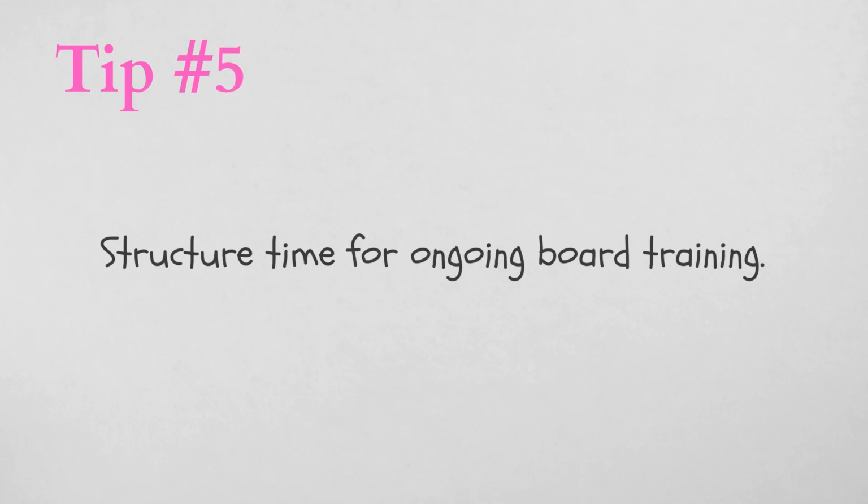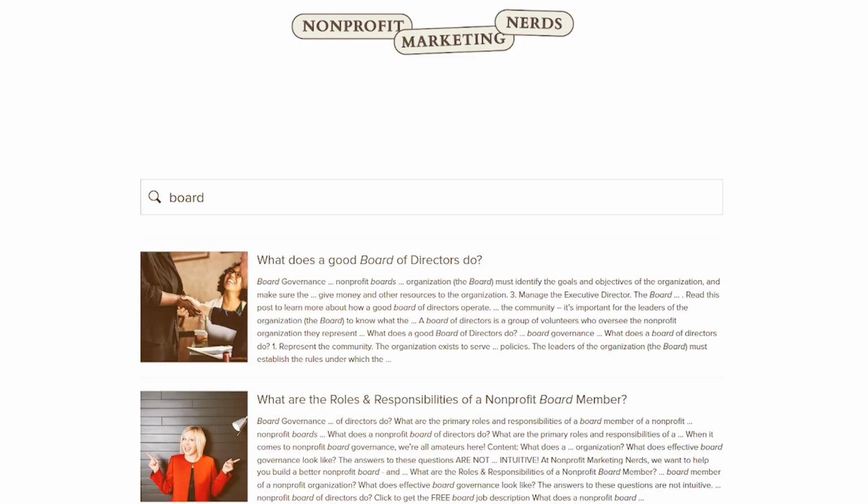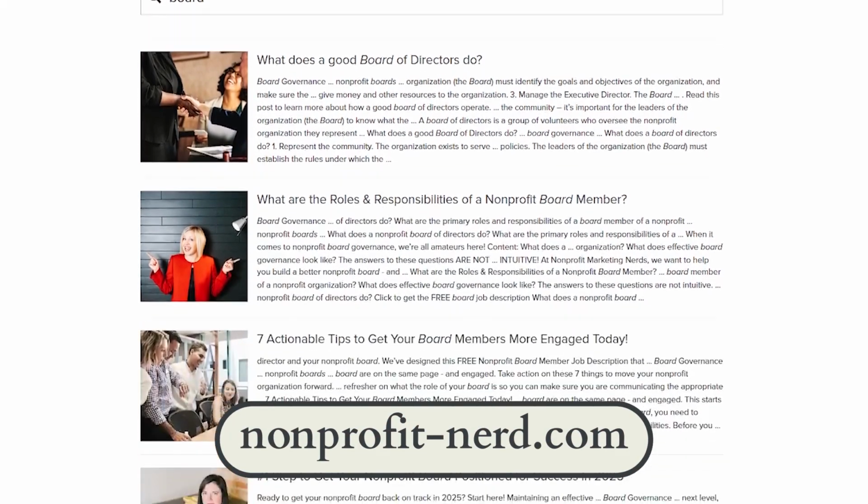And finally, tip #5 is to find time, at least quarterly, but maybe every board meeting, for ongoing board of directors training for your nonprofit. I highly recommend you check out our board trainings we have, Nonprofit Nerd. But make sure no matter what, even if it's internal training, you're spending time educating about your organization, about how a board of directors should operate, about what marketing and donor development looks like, so your board can have the tools they need to be successful.